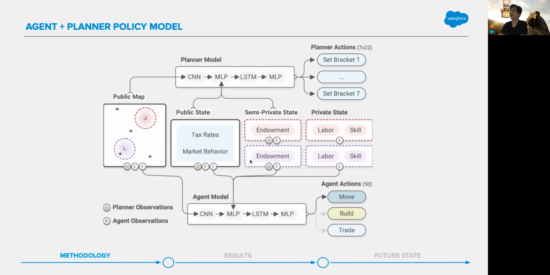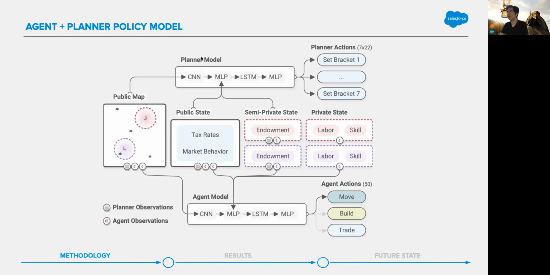Then there's also a semi-private state where the agent can see how much resources it owns, how many units of wood and stone it has. And this is also visible to the planner. That's why it's semi-private. And then there's also truly private information, such as the labor and skill, that only the agent can see. And this is, again, very important. The idea in economic theory is that we can't actually observe how good you are at something, at least not directly. We can only observe it by proxy, like testing you or you doing exams.